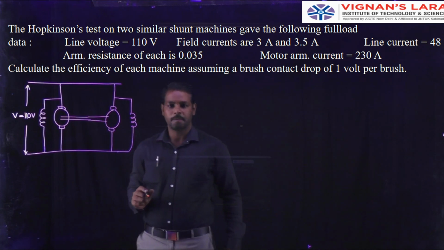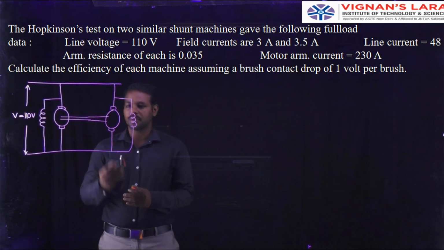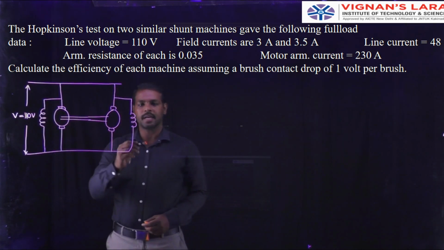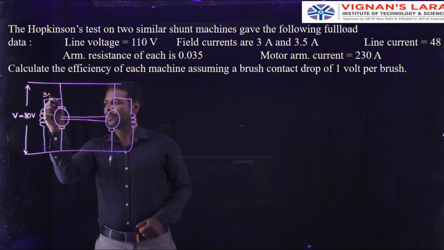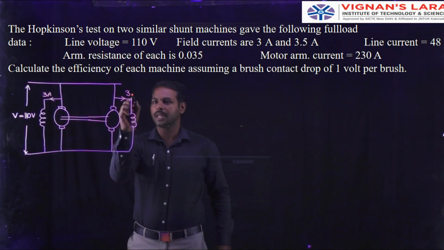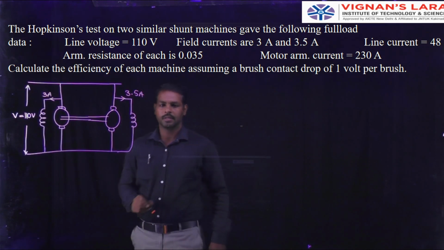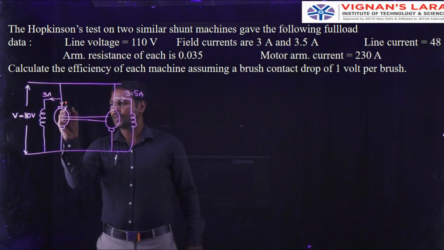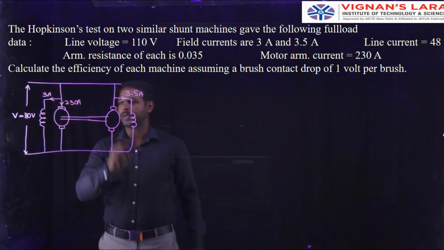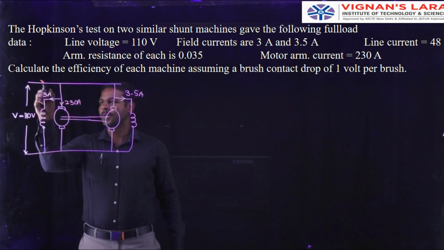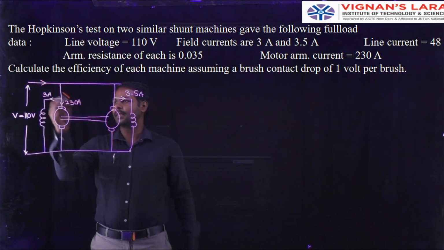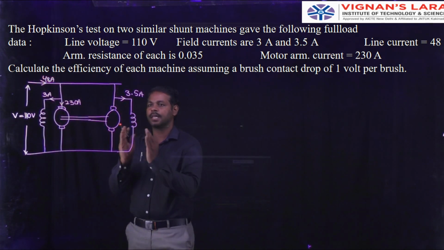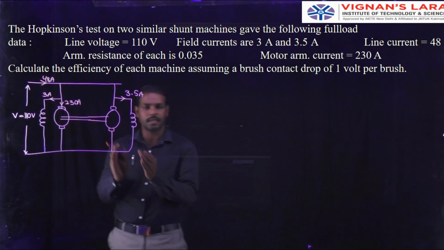In this diagram, whatever parameters are given are denoted by the corresponding symbols. The field currents are 3 amperes for the motor and 3.5 amperes for the generator. Motor armature current is equal to 230 amperes. The corresponding current coming to the motor-generator set is equal to 48 amperes. Based on these notations, we can represent currents in each and every path.